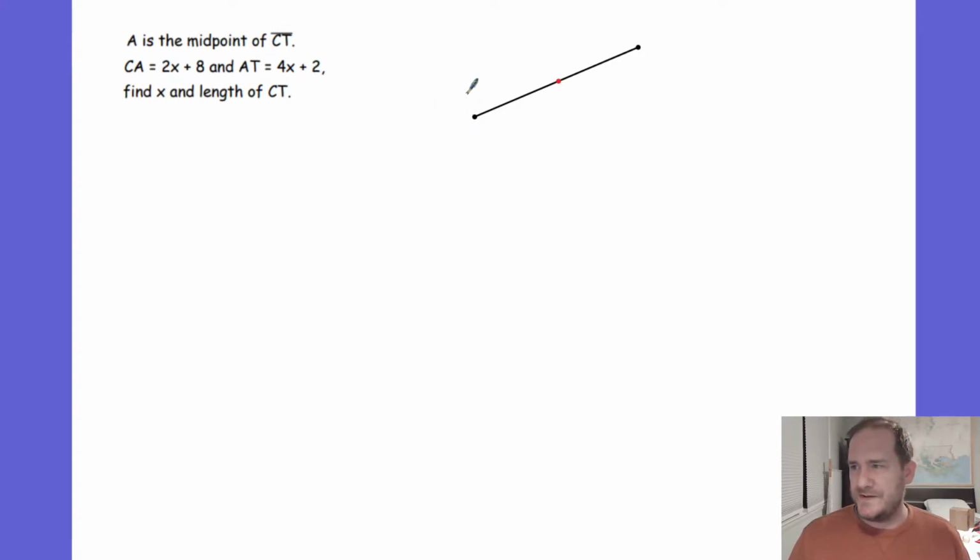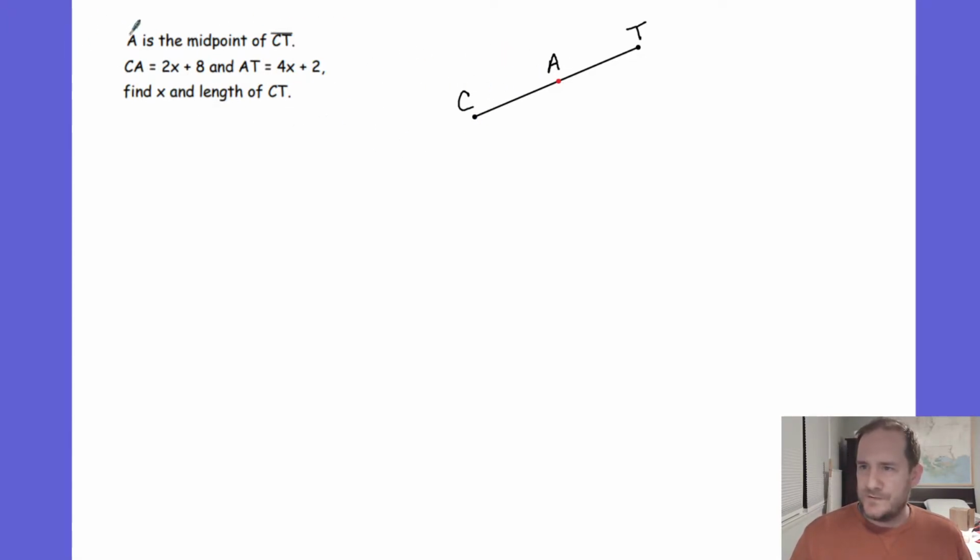What does it say? CT. So these endpoints are CT. And the midpoint is A. This is A. Oh, cat. How cute. Anyway, solve it. Click pause now. Okay, if you are hearing me, it means you've unpaused, and now it's time to go over it.